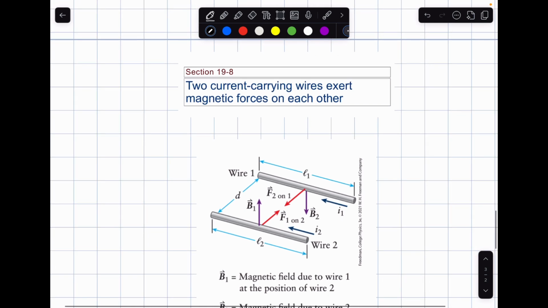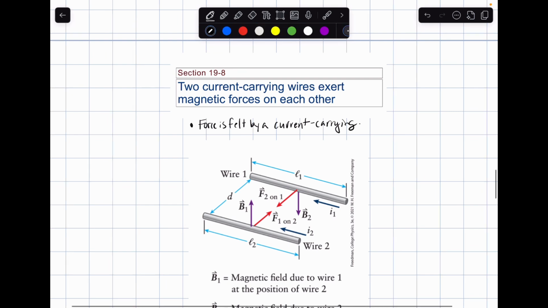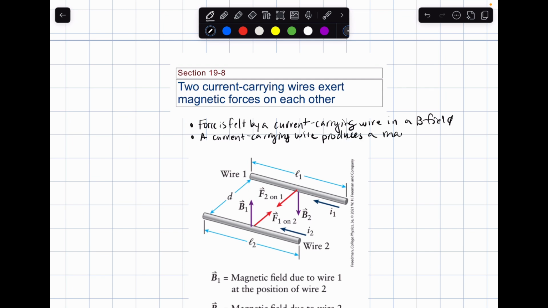So for the last section of this chapter, we're going to combine two ideas: that a force is felt by a current carrying wire in a magnetic field, and that a current carrying wire produces a magnetic field. All right, so we're going to combine both of those concepts.